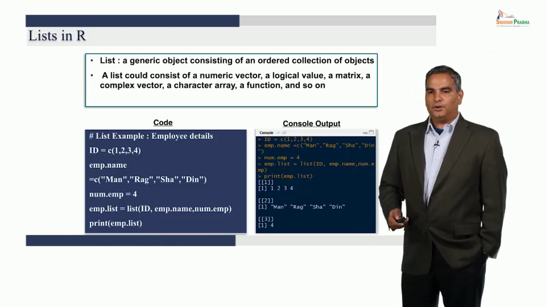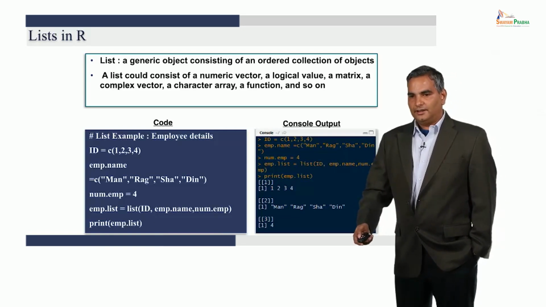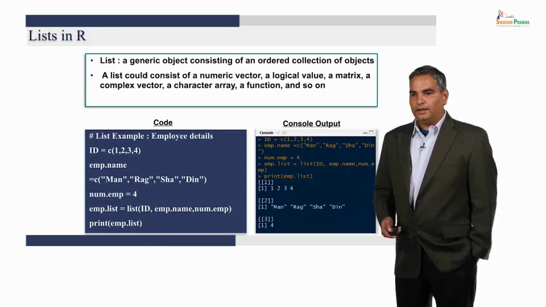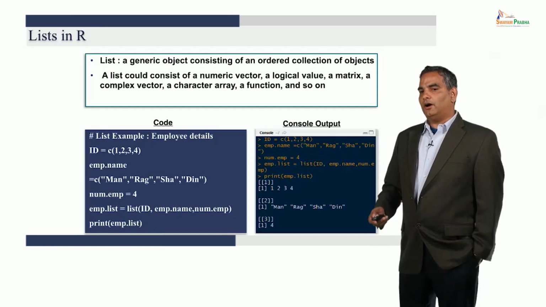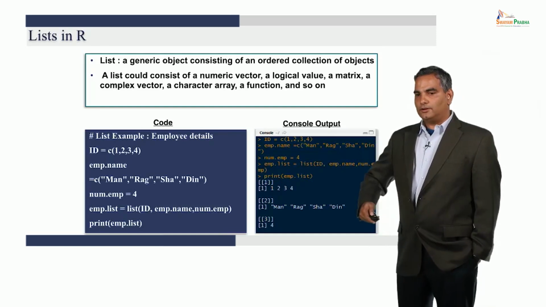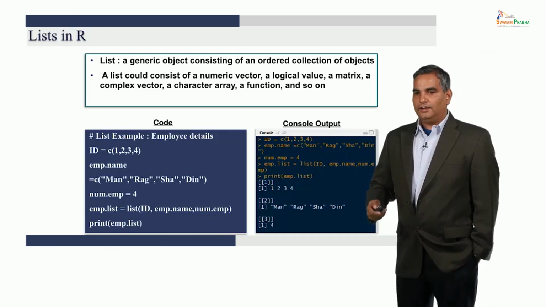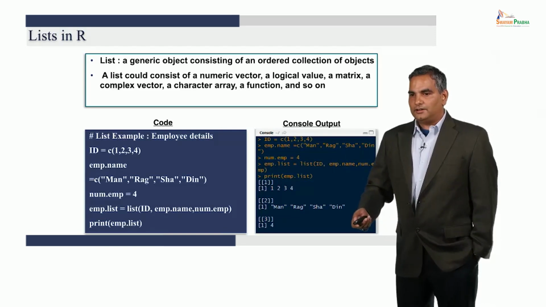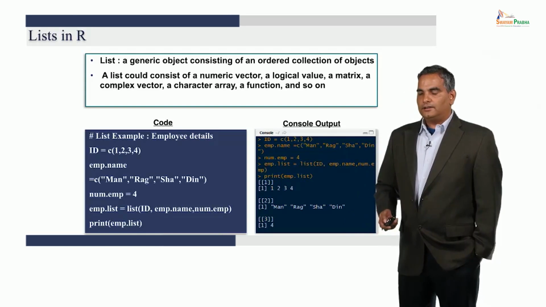So we say emp.list, and the command is list(id, emp.name, num.emp). So basically what has happened is all of these three variables are stored in the same structure in a list form, and when you print this list, you see the first element is the 1, 2, 3, 4 vector, the second element is your character strings, and the third element is the integer that we have defined.